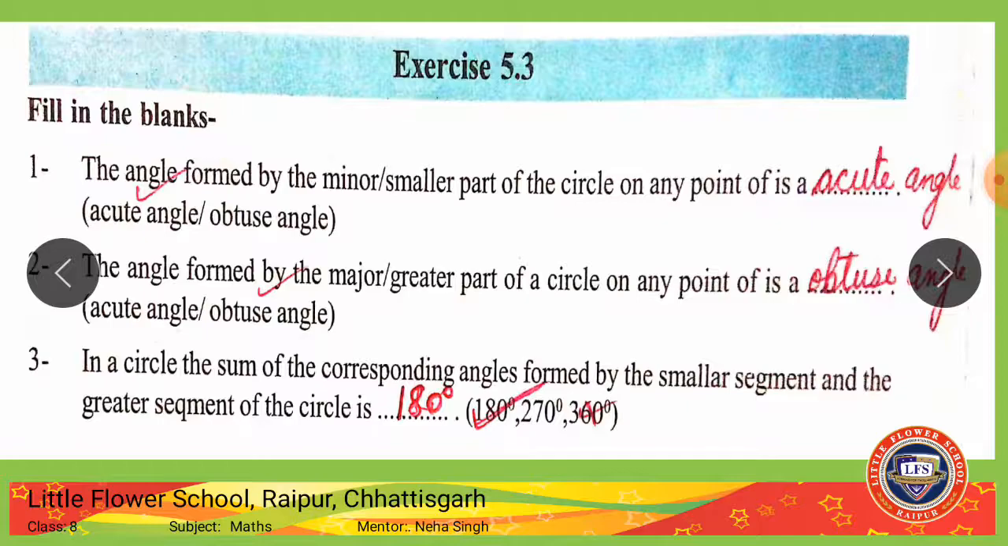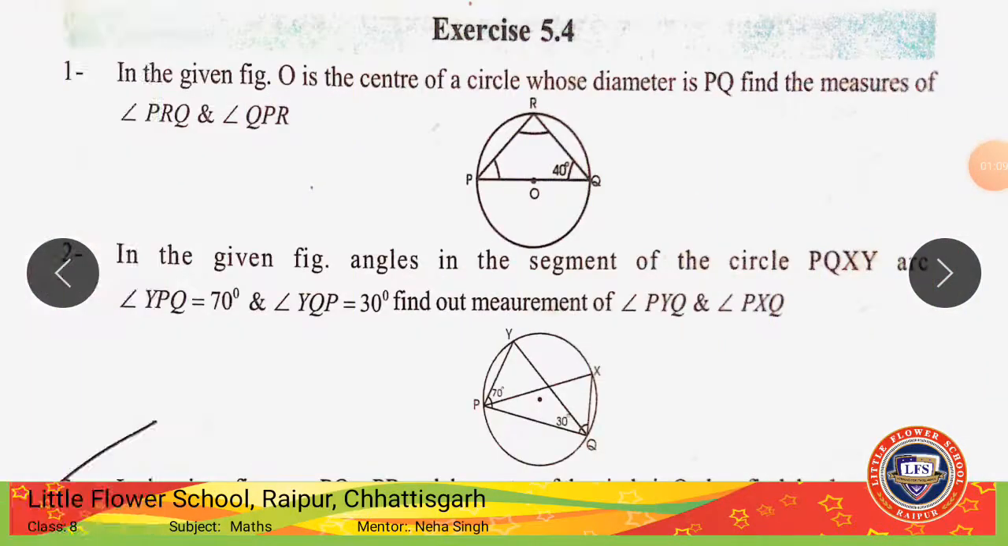So whenever the angle is formed by the minor arc, it will be an acute angle, and whenever it is formed in the major arc, it will be an obtuse angle, right? And the sum of the opposite or corresponding angles will be 180 degree, right? So only this much is the third exercise.